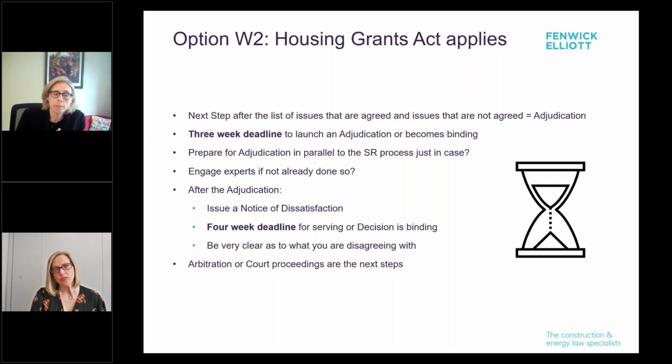And then, assuming that you don't get the result you want in adjudication, you also need to be aware of the next range of time bars in the NEC, which will be enforced, and there is case law on this, which is issuing a notice of dissatisfaction. You've got to issue that within 4 weeks, or the decision is binding. And again, you need to be really clear about what you're disagreeing with, because court or arbitration are the next steps, and you're going to be narrowed by what you disagree with. And again, there's case law, and we've written on this on our website, on how specific you need to be on the notices and serve it properly.